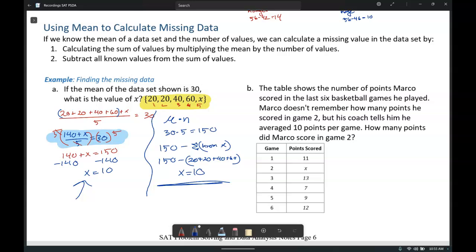And then next we have the number of points that Marco scored in the last game. If Marco didn't remember how many points he scored in Game 2, but his coach tells him he averaged 10 points, how many points did Marco score in Game 2?